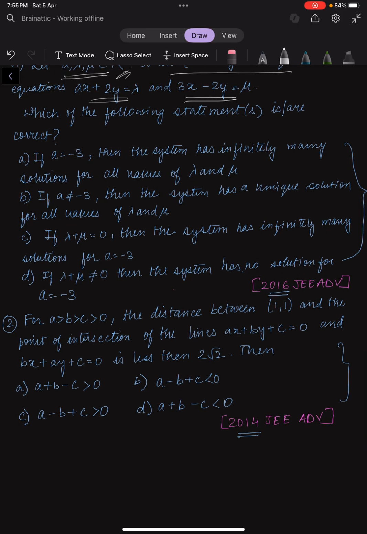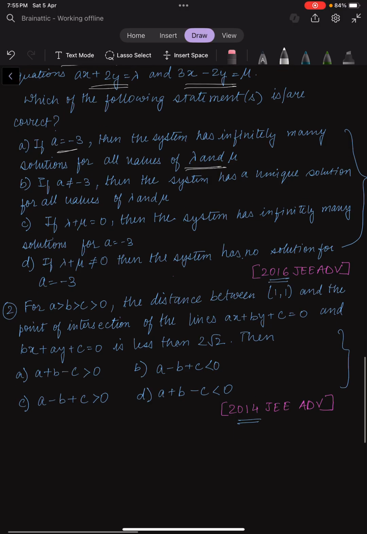One thing to note is that here we are asked, if a is equal to minus 3, then we are asked to check the values for lambda and mu, the combination of values for lambda and mu. So this is one hint I would like to give in the beginning itself.